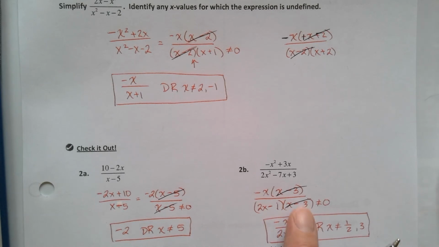If your signs are wrong, that's a problem. And again, same thing with using the zero product property that came into play with solving quadratics.